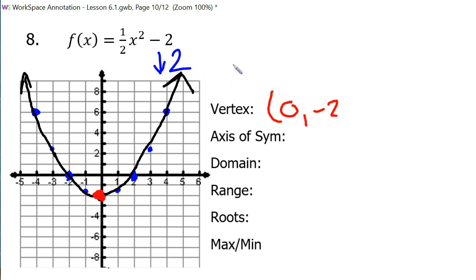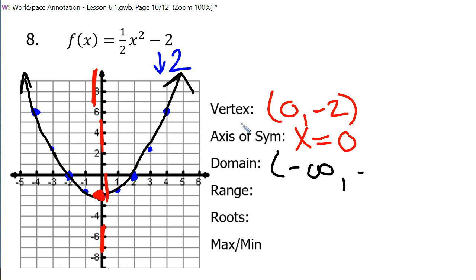0, -2. What is the equation for the axis of symmetry? x equals 0. What's the domain for all parabolas? Negative infinity to positive infinity. And the range, what is the bottom y value? -2. What is the top y value? Infinity.